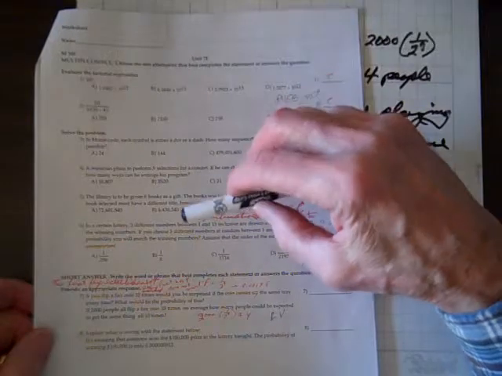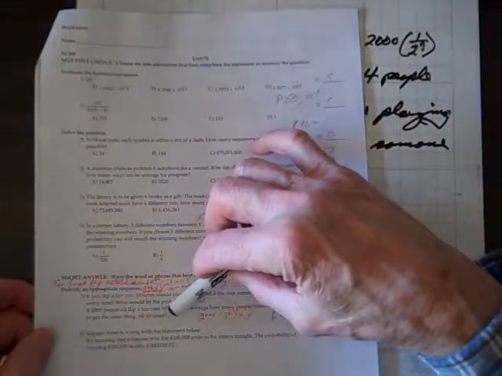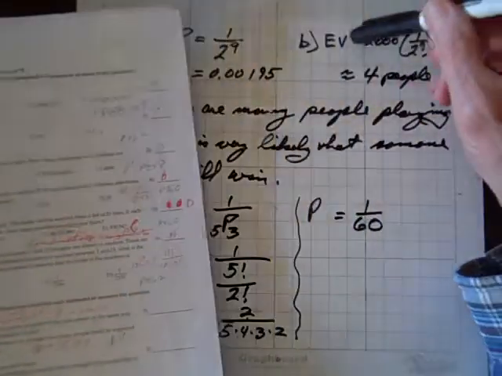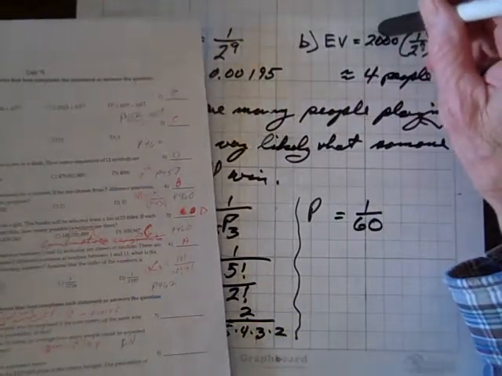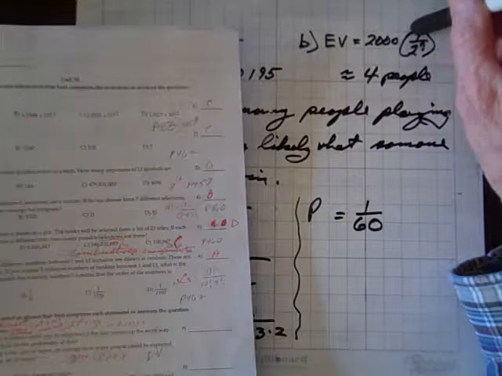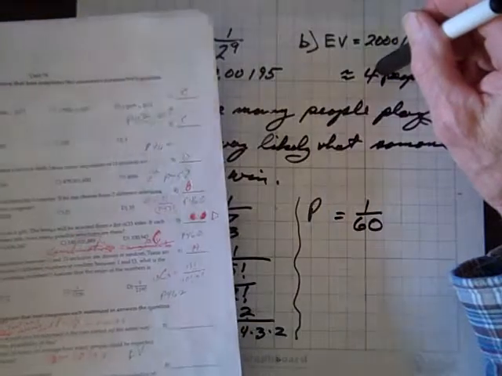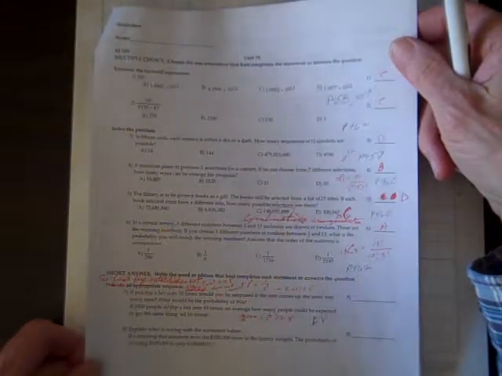Now for part B, which is the second part of this question, if 2,000 people all flip a fair coin 10 times, on average, how many people could be expected to get the same thing all 10 times? And so the expected value is the number of events times the probability, and that product turns out to be approximately 4 people.